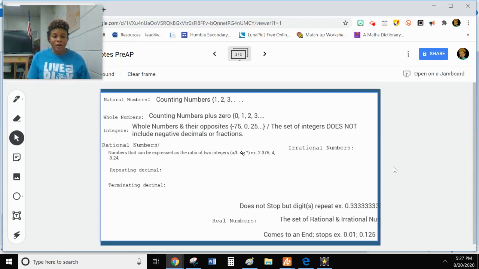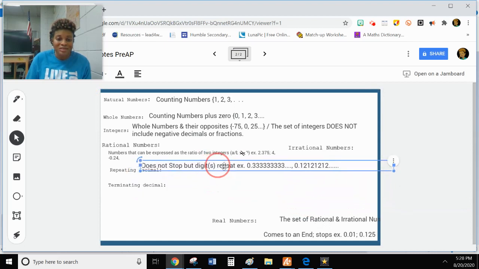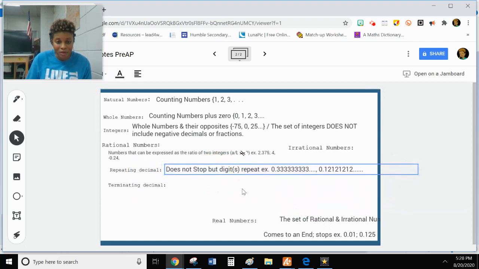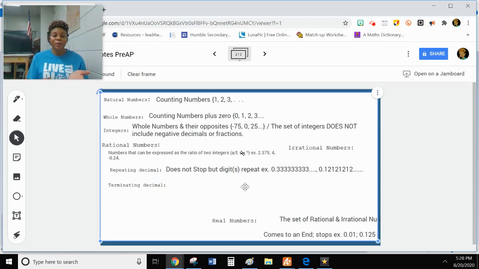So what are some things that are rational numbers? Natural numbers are rational. Whole numbers are rational. Integers are rational. But what goes just in that rational realm? Negative decimals, negative fractions. And then there's some other things that go there. Repeating decimals and terminating decimals. So what's a repeating decimal? A repeating decimal does not stop, but it has a digit or digits that repeat.